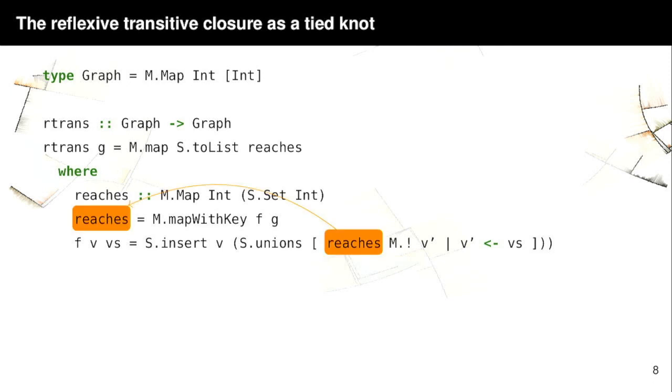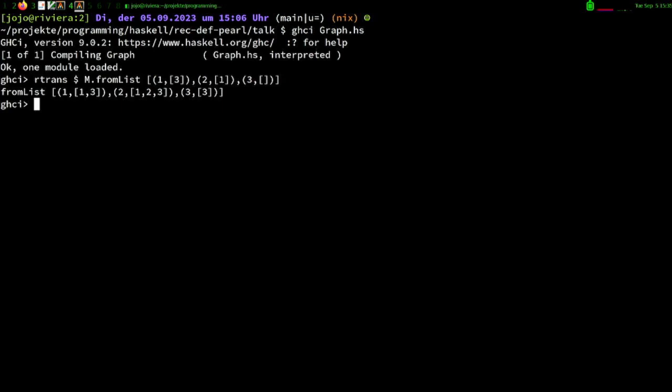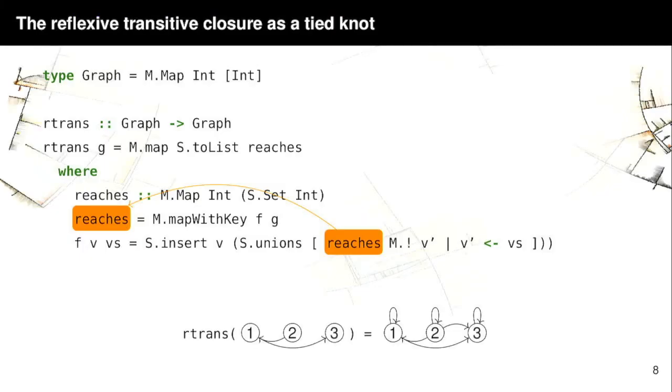It can only work because we have laziness. And let's see if it actually works. So I load this code in GHCi, and I run the function on a simple graph, 3 nodes, 2 edges, and it returns a graph. And it's probably hard to see if this is really the reflexive tensor closure, so I also put it on the slide here. So this works.